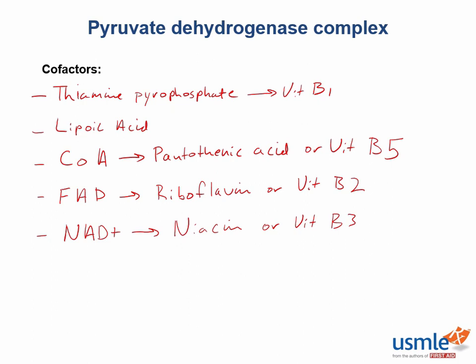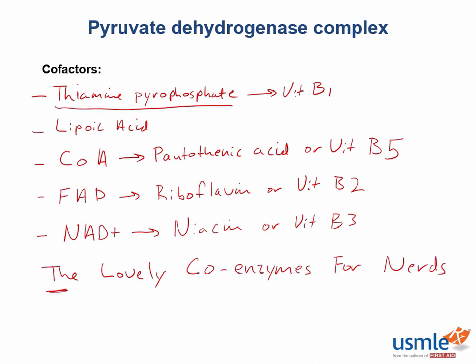Now that's a good many cofactors, and if you need a little help remembering them, you can use the mnemonic, the lovely coenzymes for nerds, where the T in the stands for thiamine pyrophosphate, where the L in lovely stands for lipoic acid, where the co in coenzymes stands for CoA, where the F in for stands for FAD, and the N in nerds stands for NAD+.